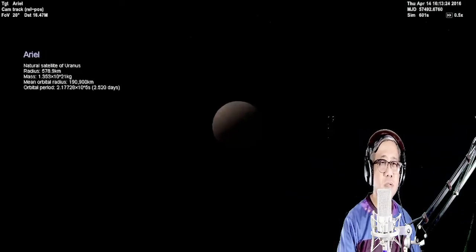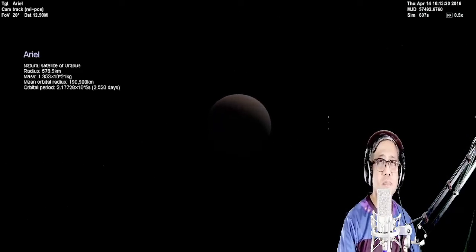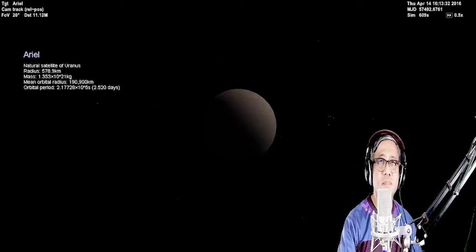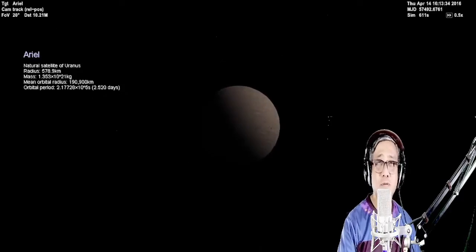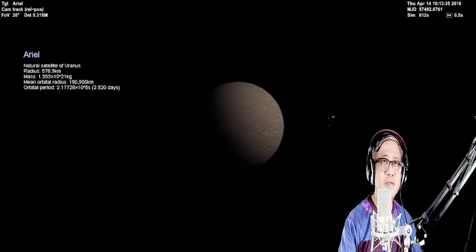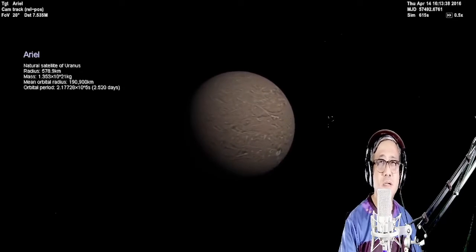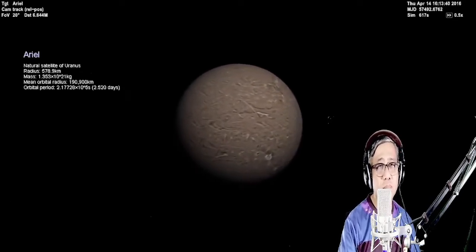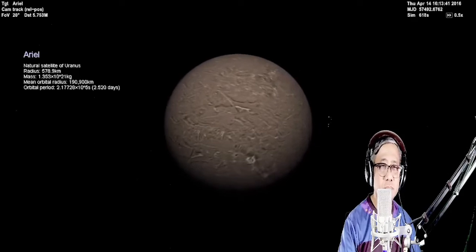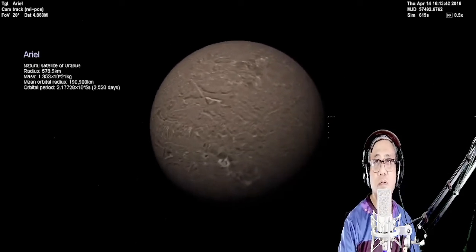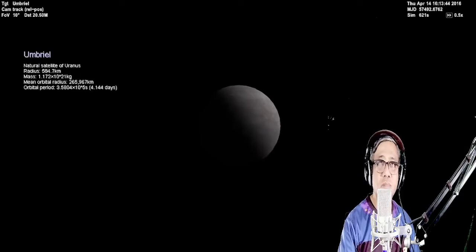Okay, this is Ariel, also one of the moons of Uranus. Ayan, that's Ariel. Ayan mga ka-spacers. Parang Ariel sa My Little Mermaid. Okay, Ariel. Alright, Ariel has the brightest surface of the largest moons of Uranus. Okay, and kitang-kita naman through the surface feature may geologic activity.